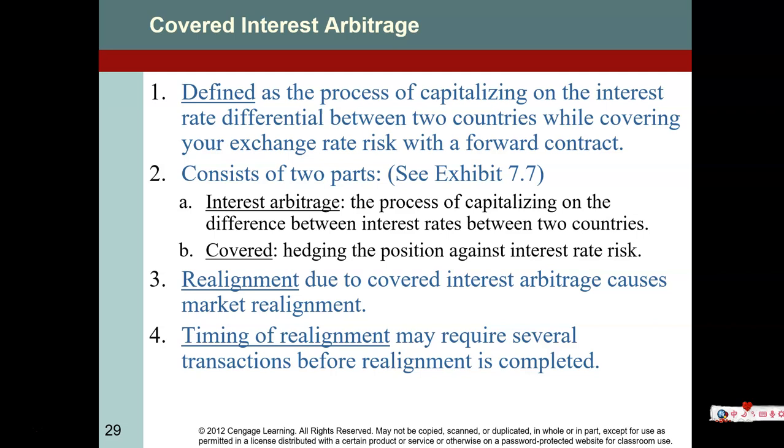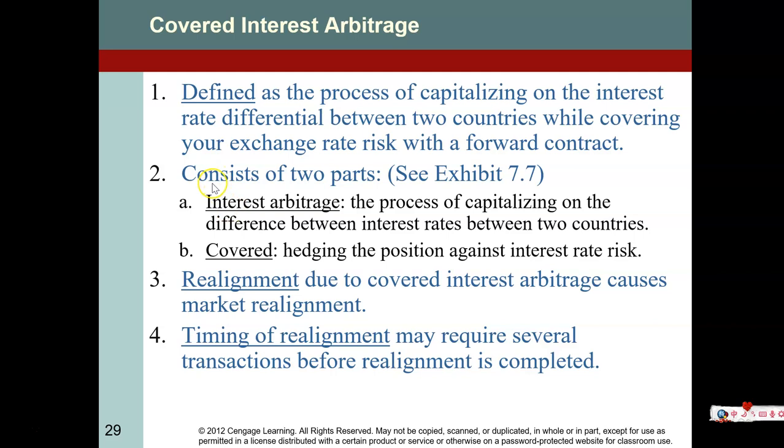Okay, so for locational arbitrage, we were arbitraging between two banks or two or more financial institutions. And in triangular arbitrage, we were arbitraging between two foreign currencies and US currency. For covered interest arbitrage, we're arbitraging between two countries, okay? And at the same time, we would cover our exchange rate risk with a forward.